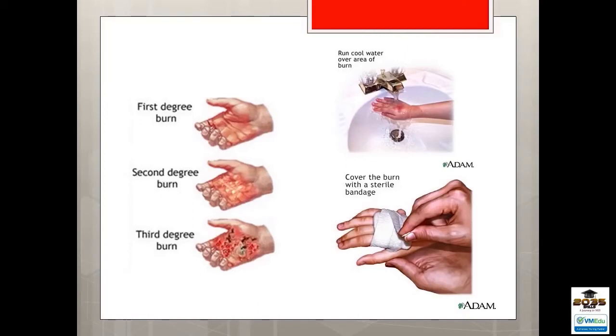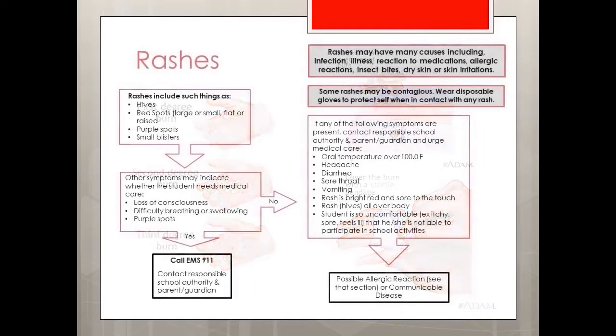A third-degree burn is the most serious. It involves deep tissue under the skin and can damage muscle and nerves. Rashes have many causes, including infection, viruses, bacteria, medication, bites, allergic reactions, and dry skin.